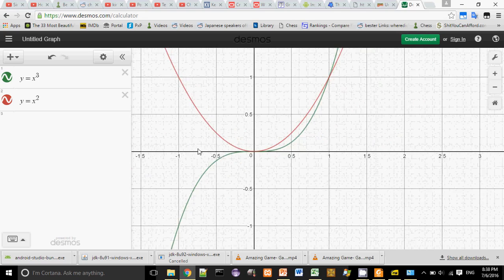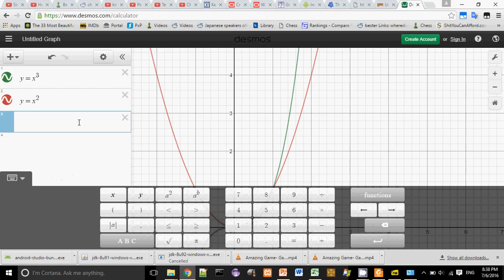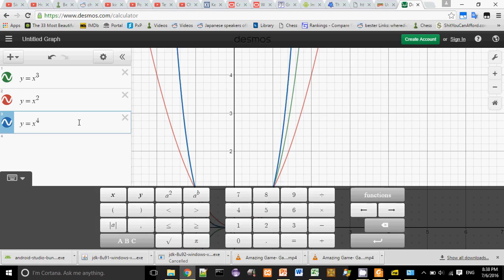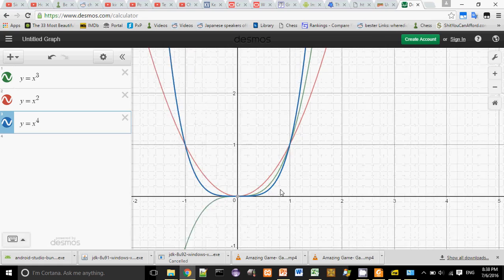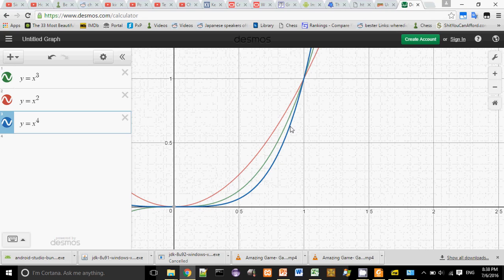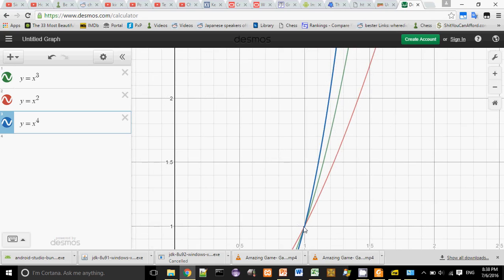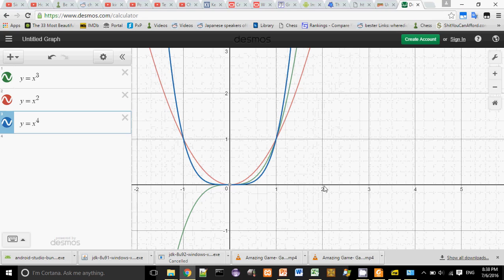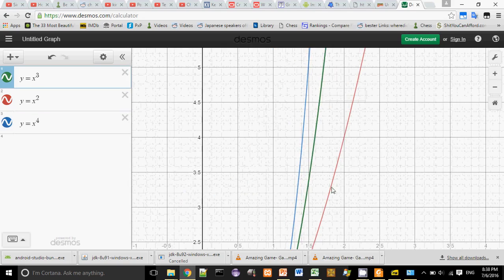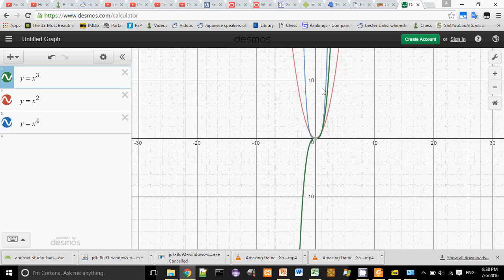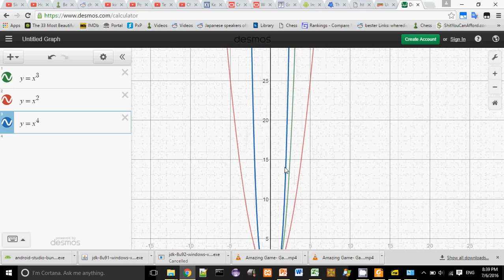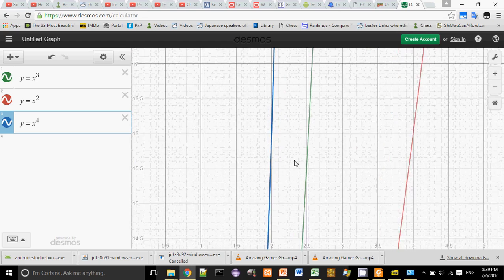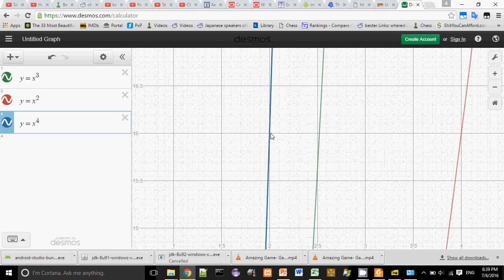Anyway, just to continue that pattern, you don't need to know this, but this is called a quartic. So instead of a quadratic, a quartic, x to the power of 4. See, it's even more exaggerated. Fractions get even smaller, but then once it crosses 1, it's even faster than a cubic. So we could do a simple example. 2 to the power of 4 means 2 times 2 times 2 times 2, which is 16, it turns out. So if I go up to 16, you should see the blue one go right through 16 there.